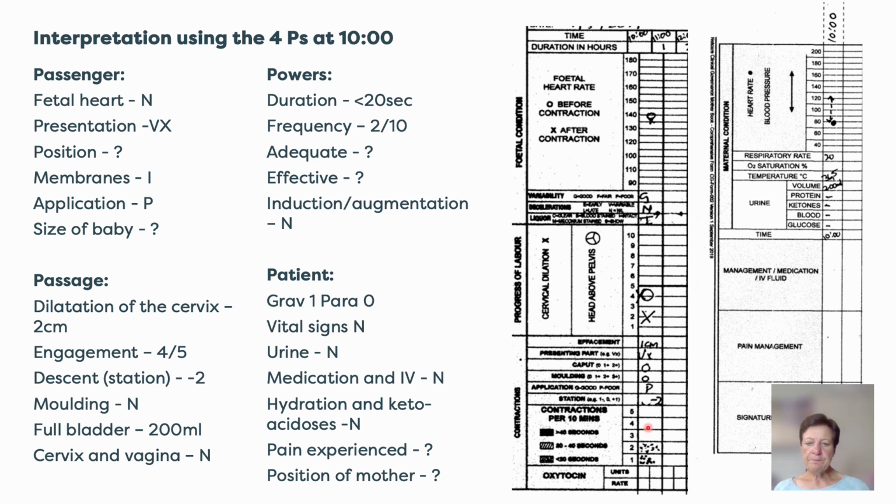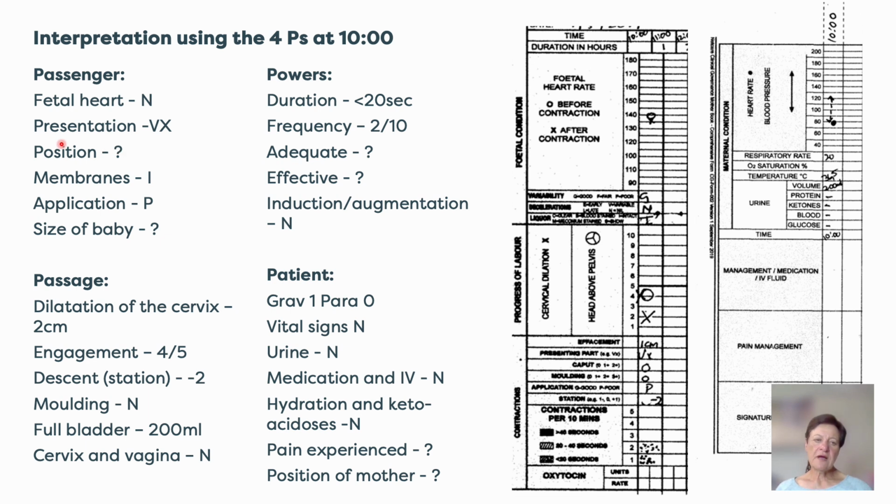When we look at the powers, we see that there are 2 contractions in 10 minutes, less than 20 seconds, so the contractions are not strong yet. We again can't really say whether they're adequate or effective because we're still in the very beginning of labor. We need to see whether there's any progress. The patient is a gravida 1 para 0, which again makes us a little bit worried about the head that's so high.